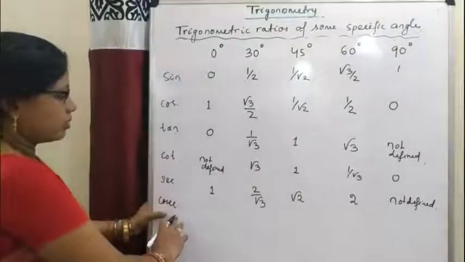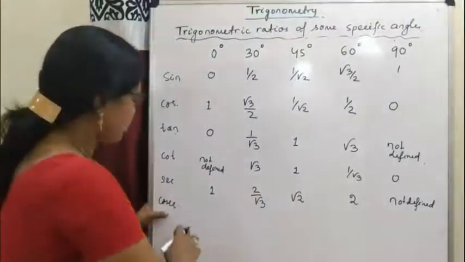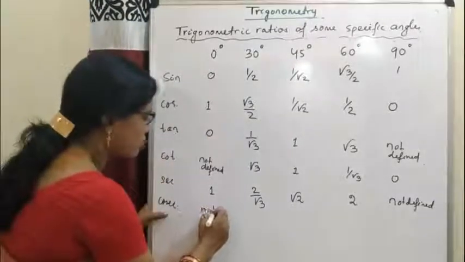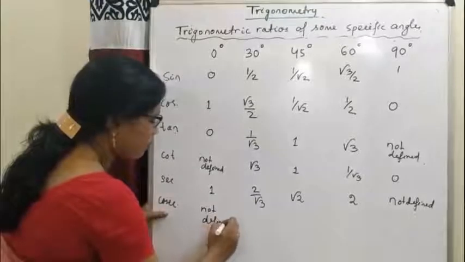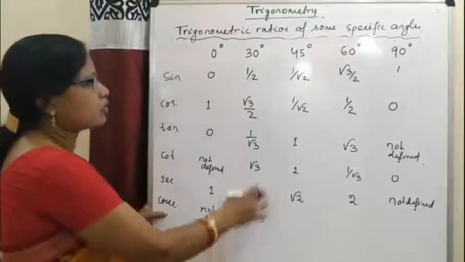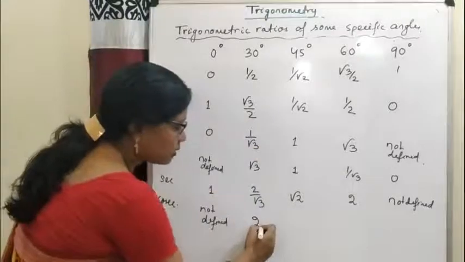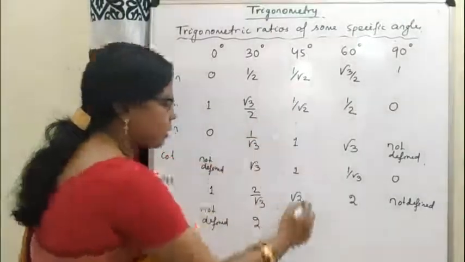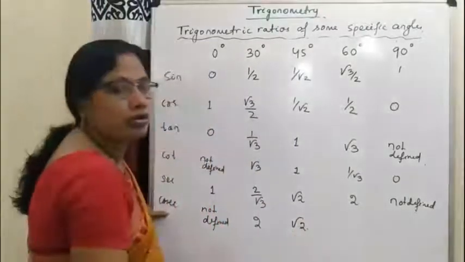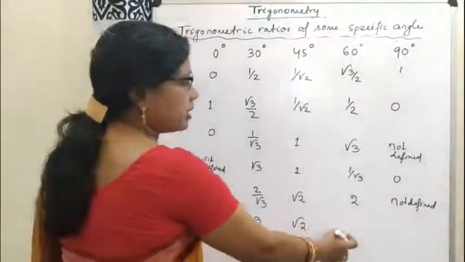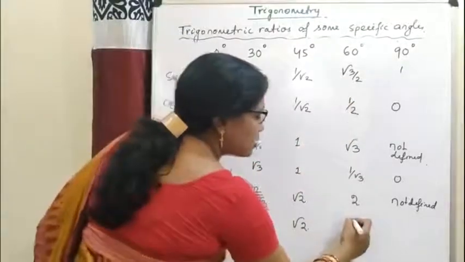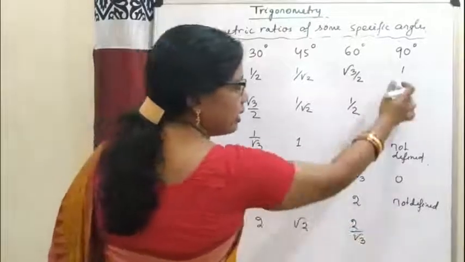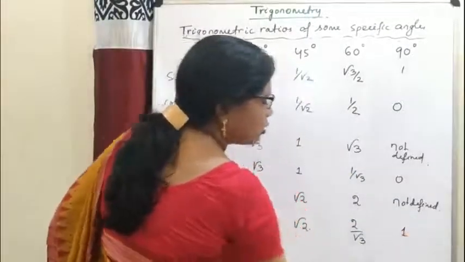Again cosec theta is equal to 1 by sin theta. So cosec 0 is 1 by sin 0. So this is also not defined. Then cosec 30 is 1 by sin 30, that is equal to 2. Then cosec 45 is 1 by sin 45, this is equal to root 2. Then cosec 60 is 1 by sin 60, so 2 by root 3. And cosec 90 is 1 by sin 90, this is equal to 1.